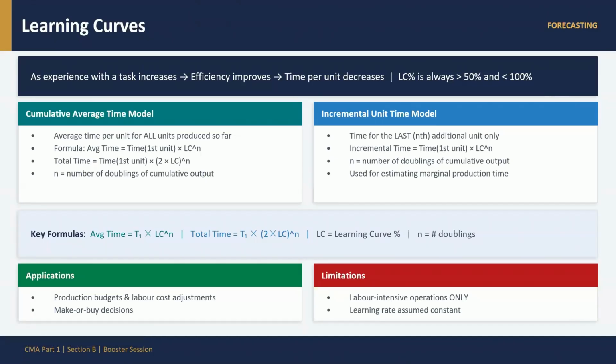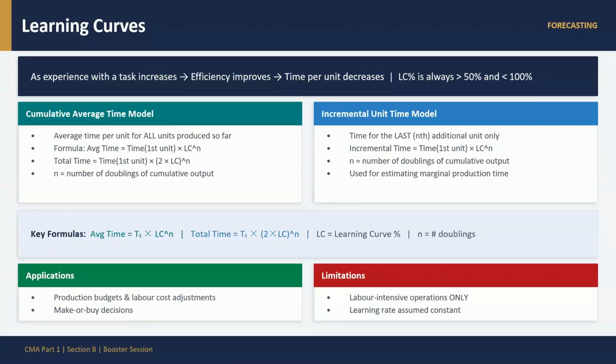Now, there are two models that we have for calculating the learning curve time that we are consuming. So, the two models are the cumulative average time model and the incremental unit time model. Okay. So, what is this cumulative average time model? That means for producing an extra unit, let us say, for example, the average time per unit for all units produced so far will be calculated under the cumulative average time model.